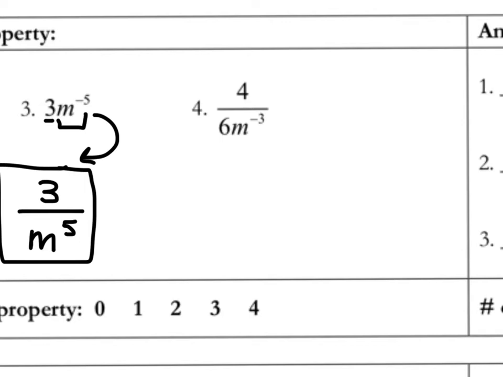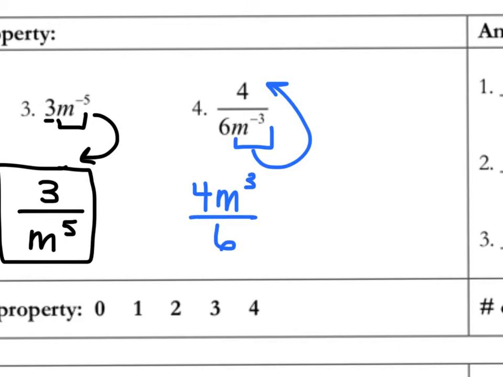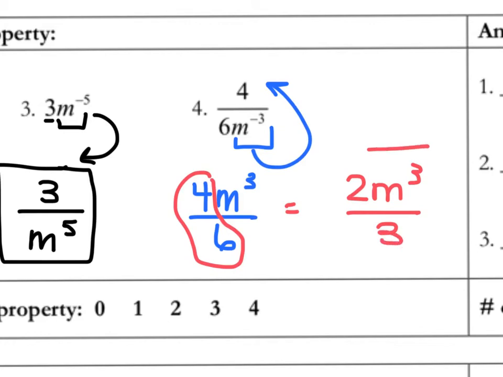Now, what if the negative exponent's on the bottom? Same idea. Move it up. You can't move it down more. Just move it up. So now we have 4m to the 3rd over 6, and I actually can reduce the 4 and the 6. So that's going to be 2m cubed over 3 as my final answer. Just moving it around.